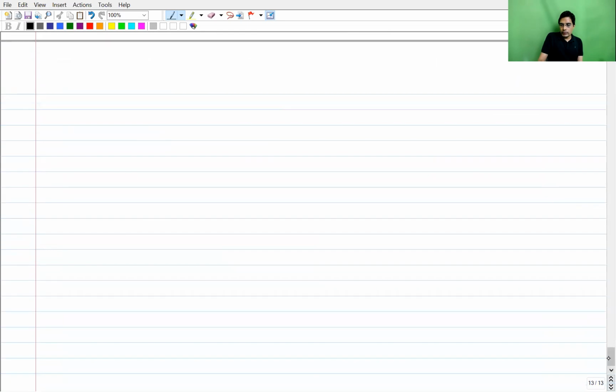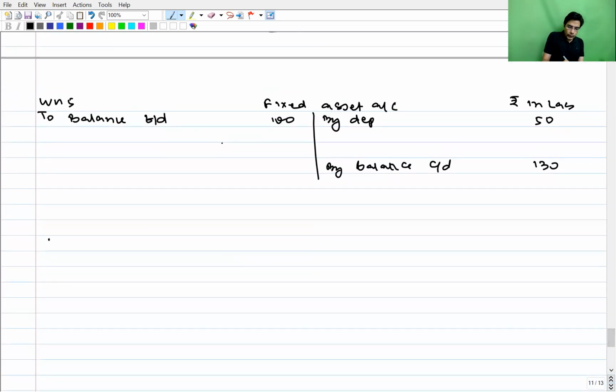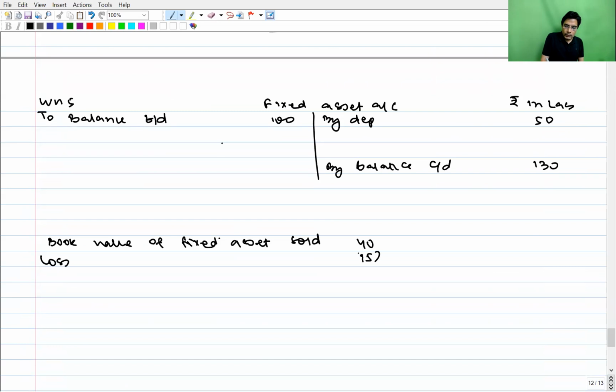So those fixed assets whose book value was 40, book value of fixed assets sold 40, we sold it at a loss of 15. So the sale value of fixed asset will be 25.